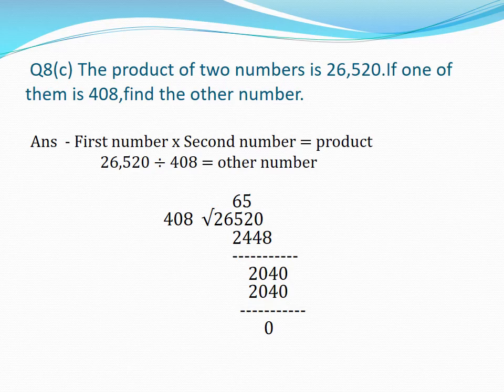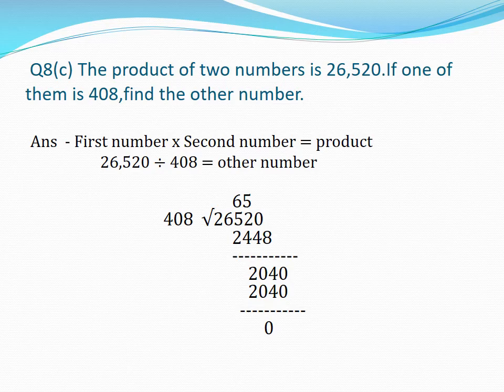Okay. Now use the formula: first number multiplied by second number is equal to product. In this sum, product is given and one number is given. You have to find out the second number. Now write down the values given in the question. Product is 26520, divided by one number, you will get the other number, because I already told you that division is the reciprocal of multiplication. Okay, do the division.